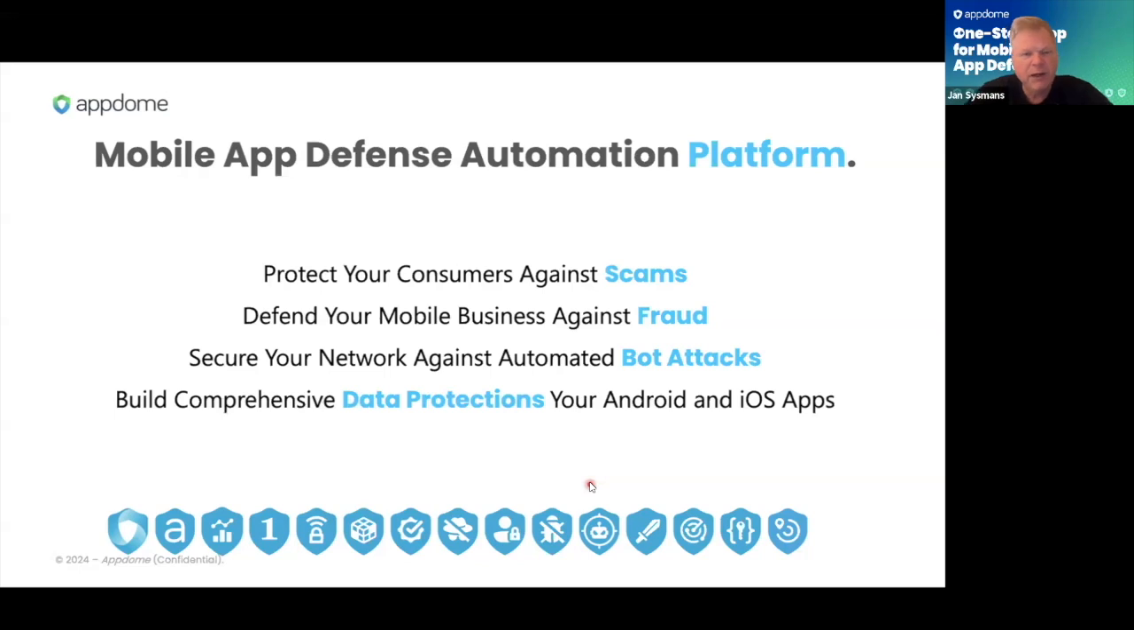So if I say this differently, Appdome is a mobile app defense automation platform that will protect your consumers against scams, that will defend your mobile business against fraud, and that will secure your network against automated bot attacks. And that is what we're going to be talking about today. In addition to all that, of course, on Appdome, you can build comprehensive data protections into your Android and iOS apps as well. But really what I would like you to take away from this session is that you can protect your consumers against scams, defend your mobile business against fraud, and secure your network against mobile bot attacks.